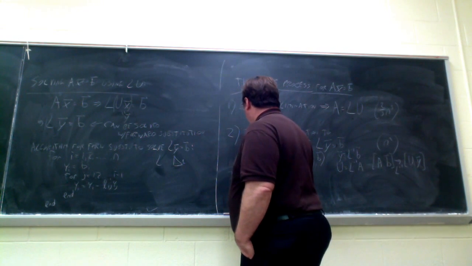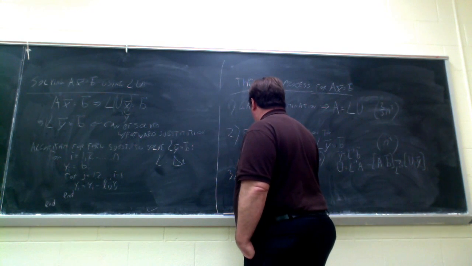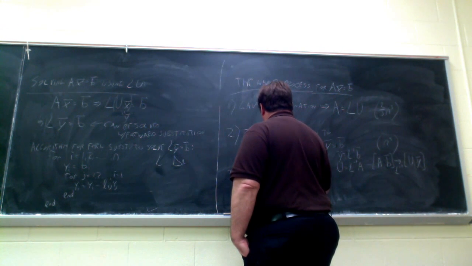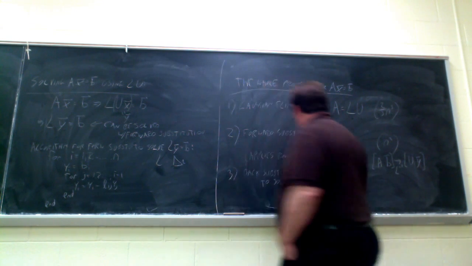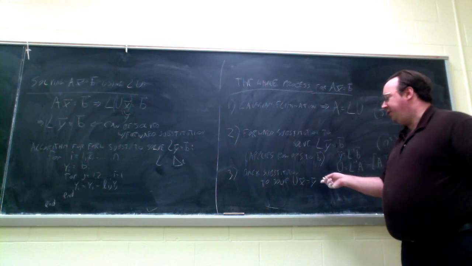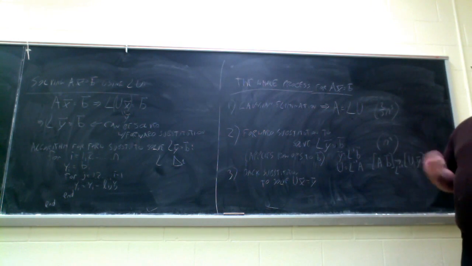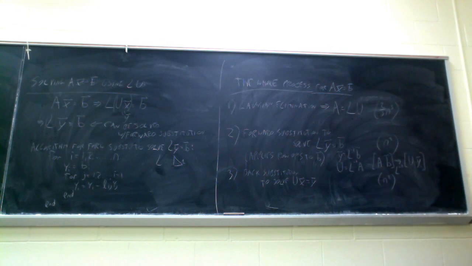Last thing is we want x. So you use back substitution to solve, because earlier we defined y to be equal to Ux. Well, now we know y, and we have U, so we can obtain x by solving this system. And this also costs n squared operations.